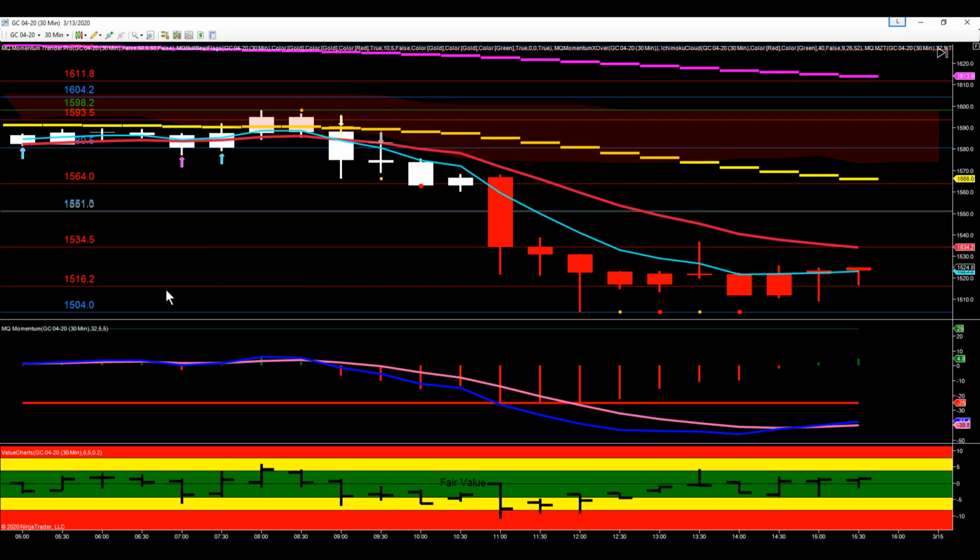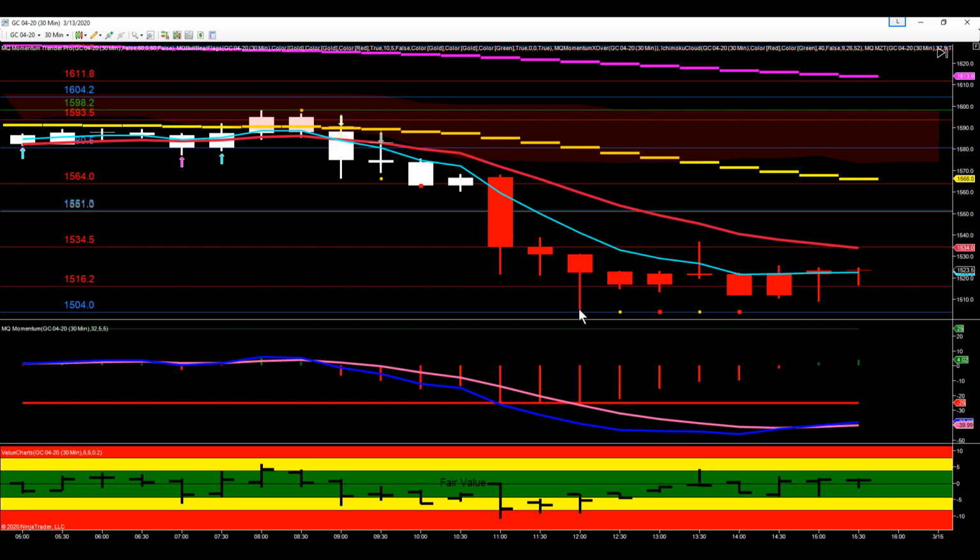Now, my target area was down here at 1516.20. Actually took it off at 1516.60 for an even $52 or 520 ticks to the downside. As you can see, it actually continued to push a little bit lower, but from the very beginning of this trade, I had a downside target in mind, and when we got there, I went ahead and pulled it off.